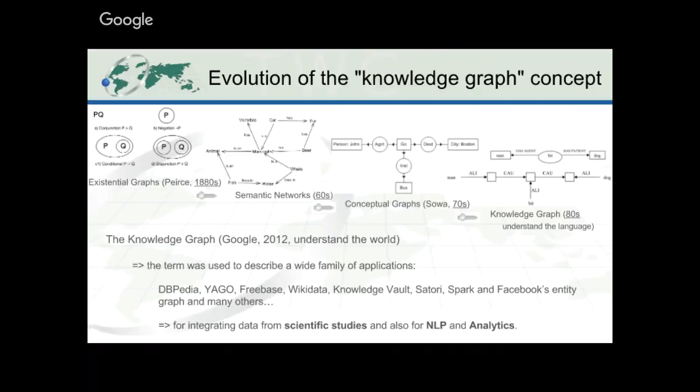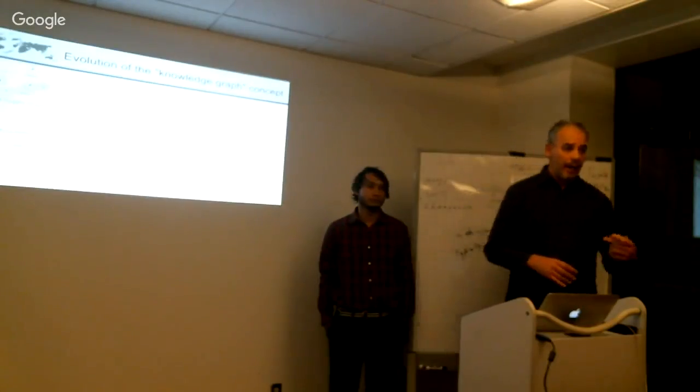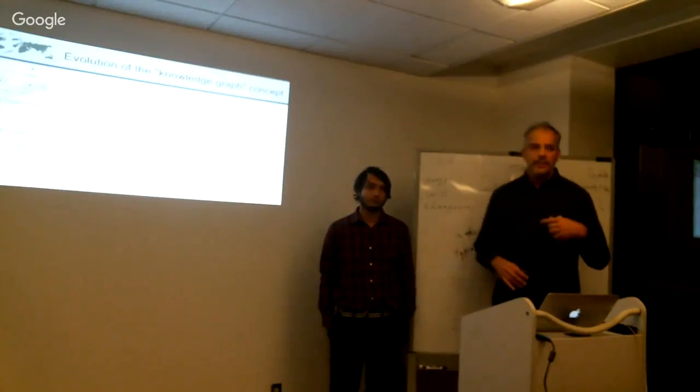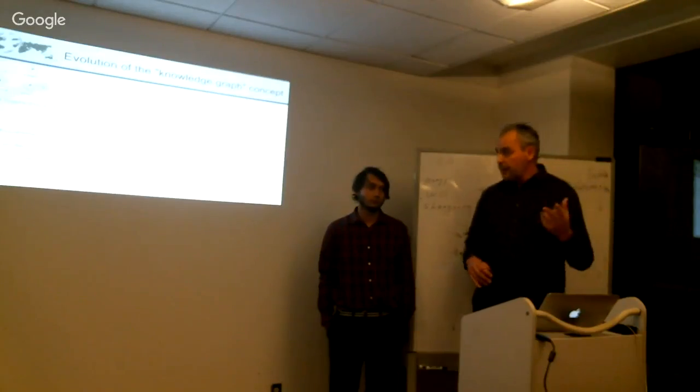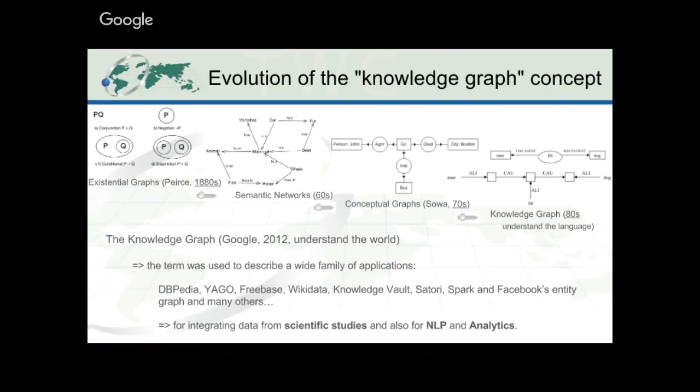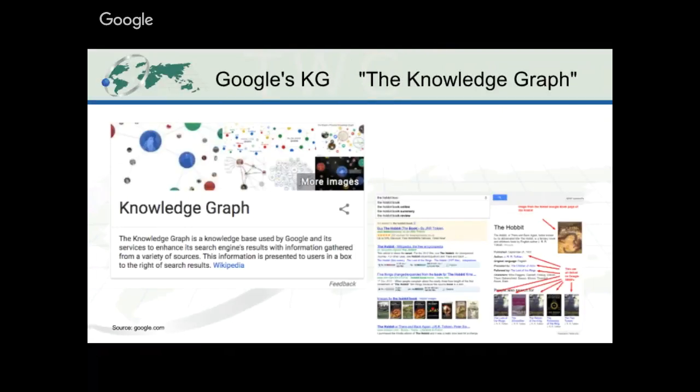What's interesting here is that all these approaches started to be worked on in order to understand language, how language works. It wasn't until 2012 that the term knowledge graph was used by Google. And then the term was widely used, and we had a family of many applications that have been developed.